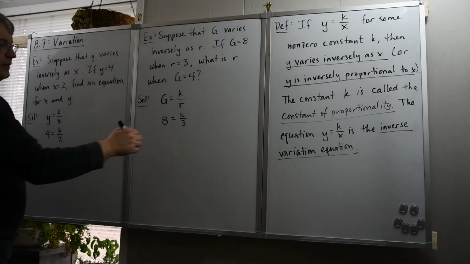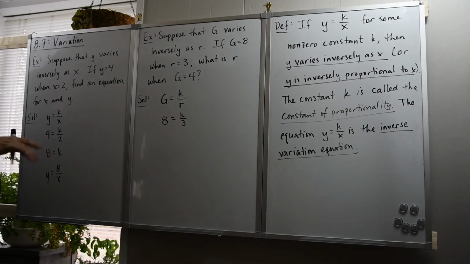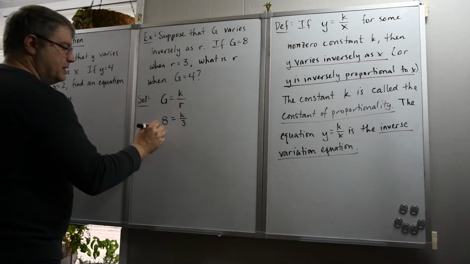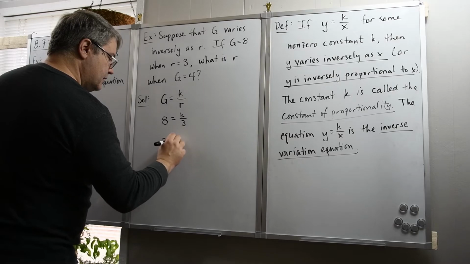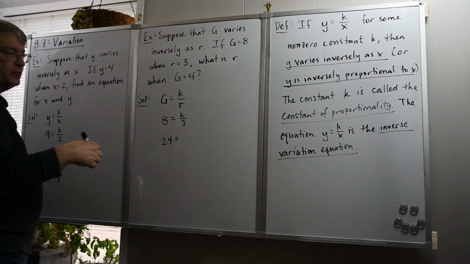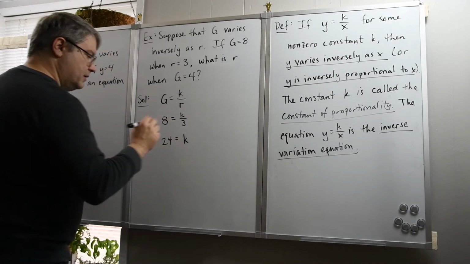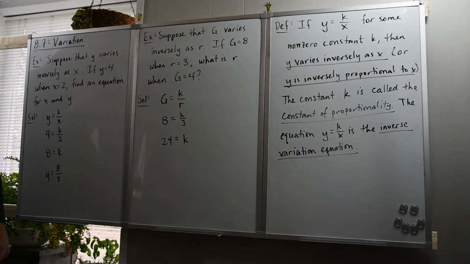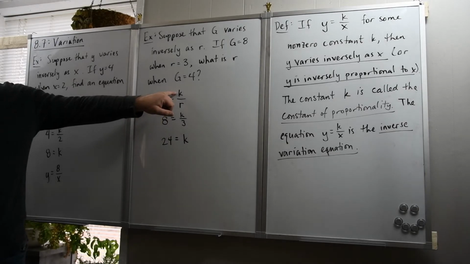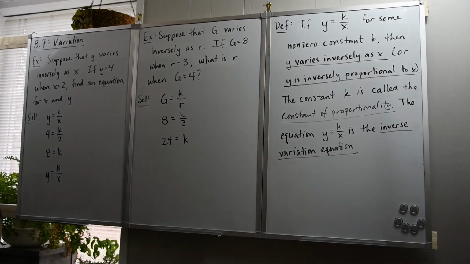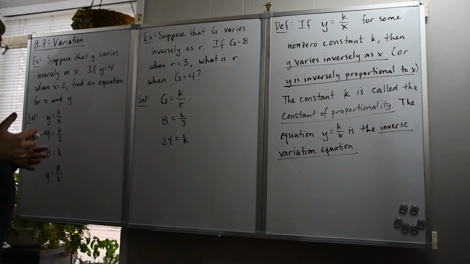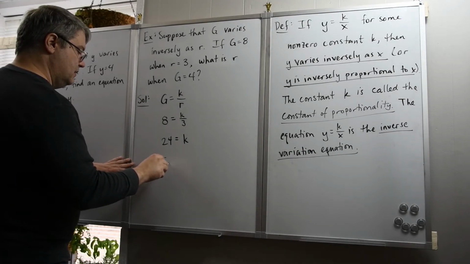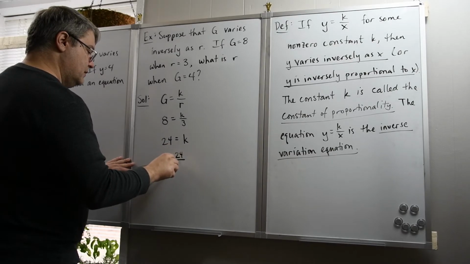This time, if we want to get K by itself, we'll multiply both sides of the equation by 3. You'll have 3 times 8, or 24 on the left side, and then 3 times K over 3 will give us K on the right side. So we have K is equal to 24. We can then take the 24, plug it in here to the more general equation, and then that'll give us the specific inverse variation equation that we're looking for. So we'll have G equals 24 divided by R.